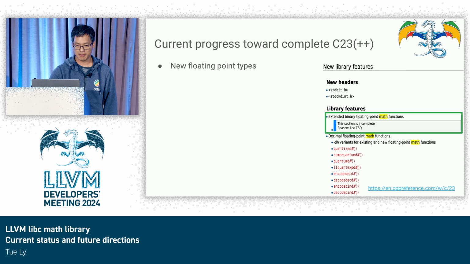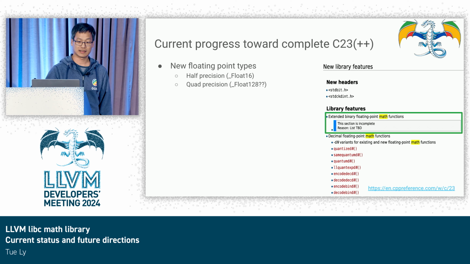So in C23, recently we added two new floating point types: the half precision, which is float16, and the quad precision, which is float128, ish. There are some caveats over there, depending on your platform. And we also add fixed point, which is a C extension that I did 15, 20 years ago.